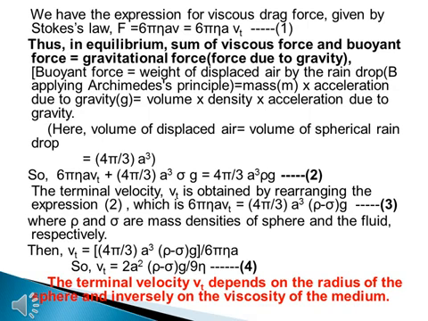From expression 4, it is seen that the terminal velocity Vt depends on the radius of the spherical raindrop. More clearly, it is directly proportional to the square of the radius of the spherical raindrop, and it is also inversely proportional to the viscosity of the medium.